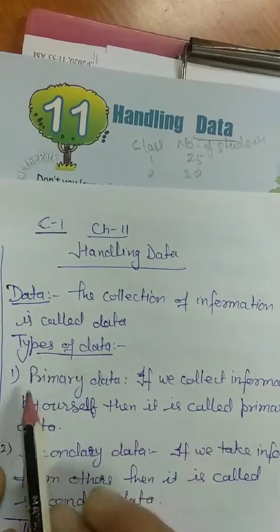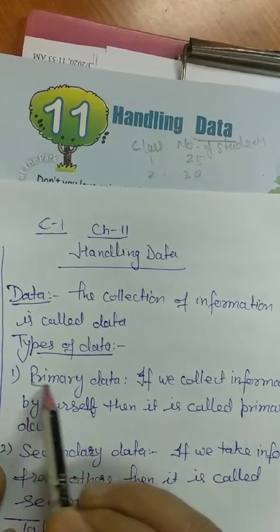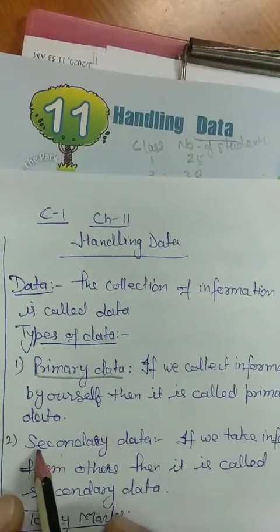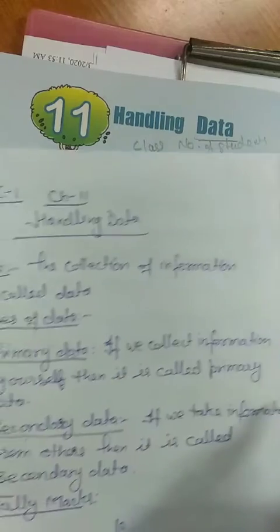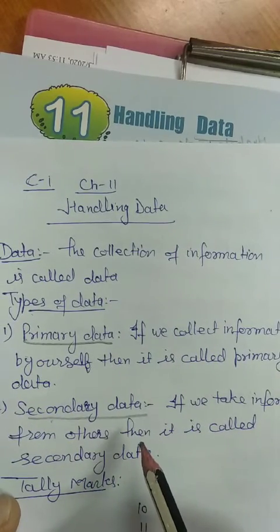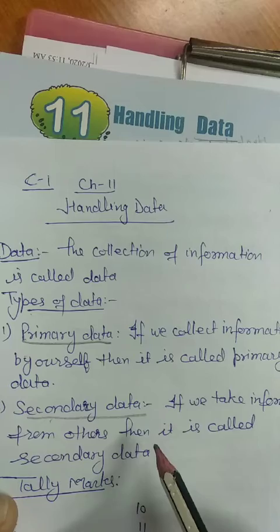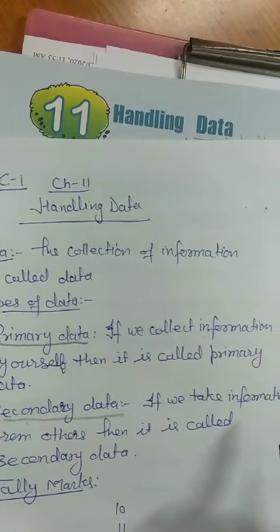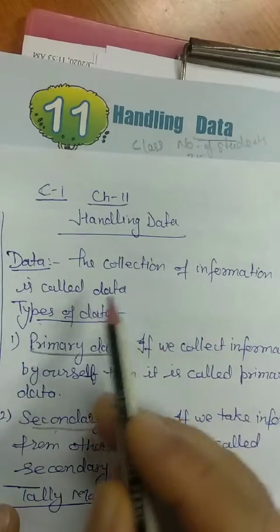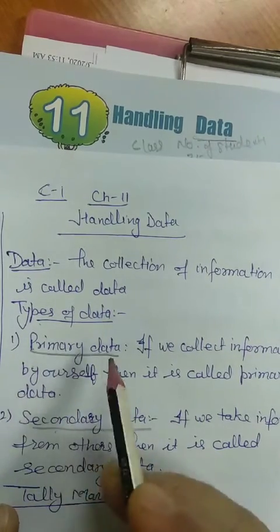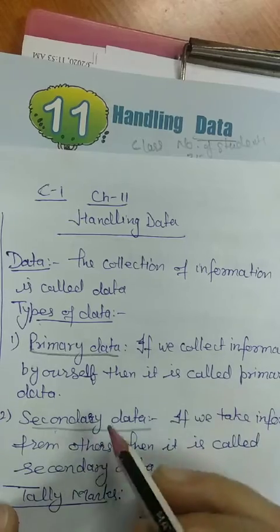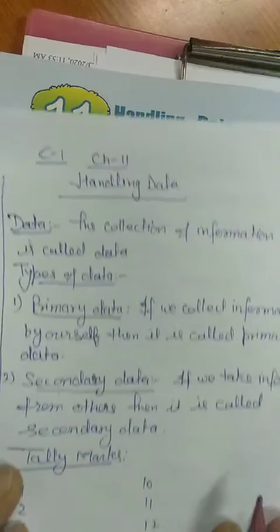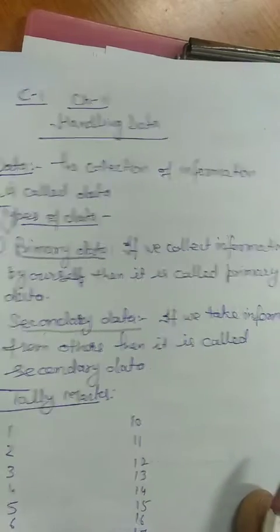So there are two types of data, primary data and secondary data. Primary data: if we collect information by ourselves, then it is called primary data. And what is secondary data? If we take information from others, if you go to the clerk, he will also give you the number of students in each class, then you are taking information by other means, and it is called secondary data. So what is data? The collection of information is called data. Types of data: primary data when you collect yourself, secondary data when you take from others. So these are the two types of data. You can pause this and write these definitions.